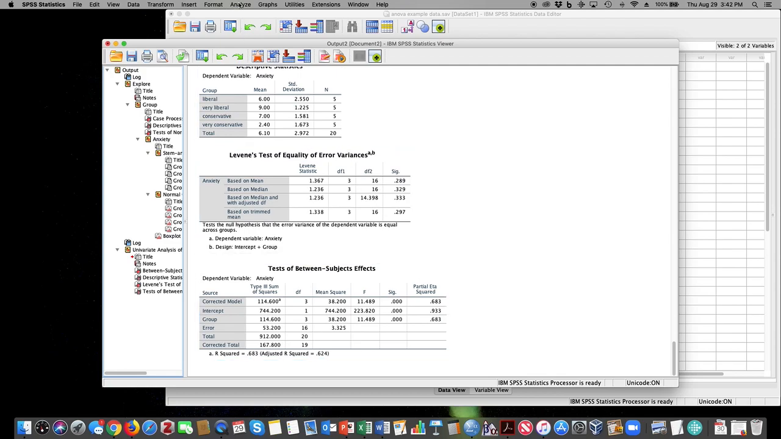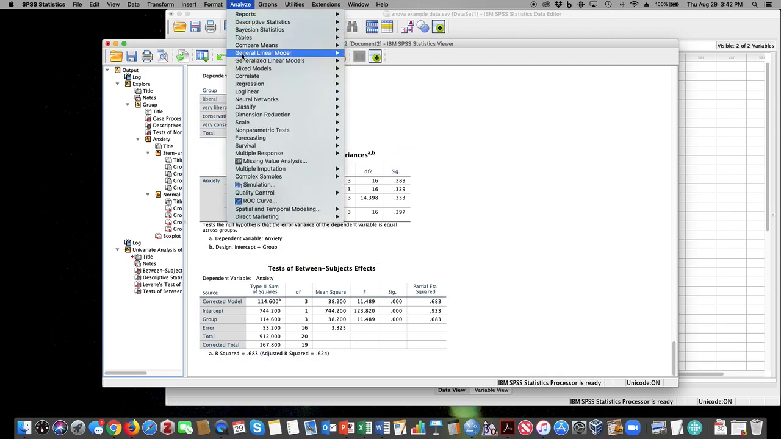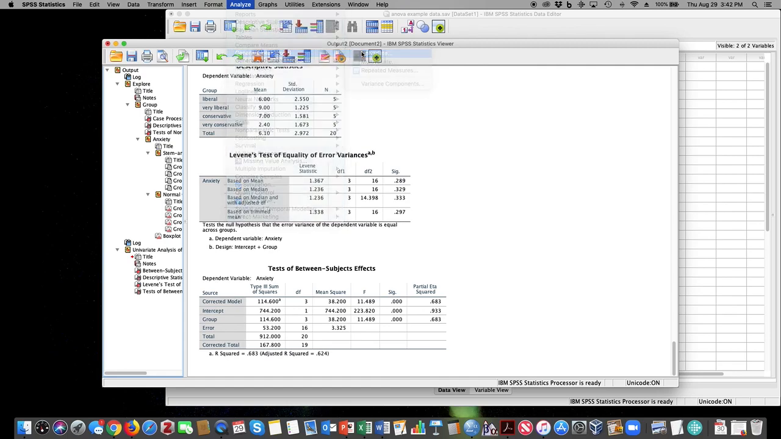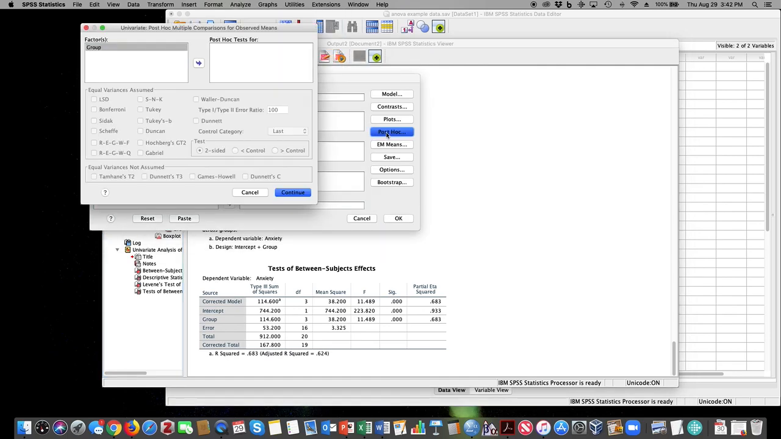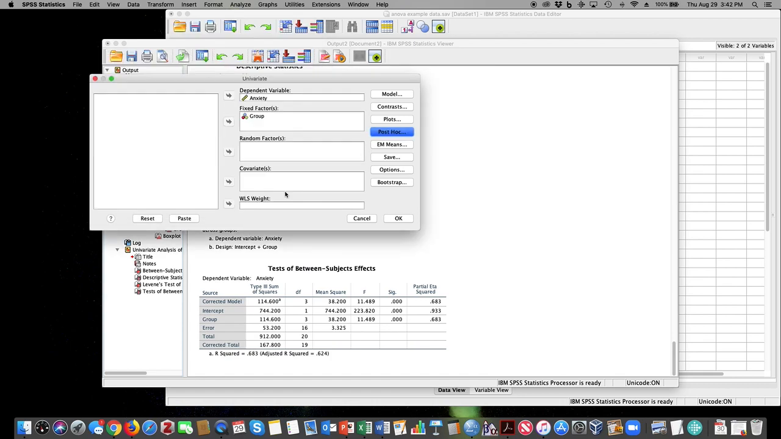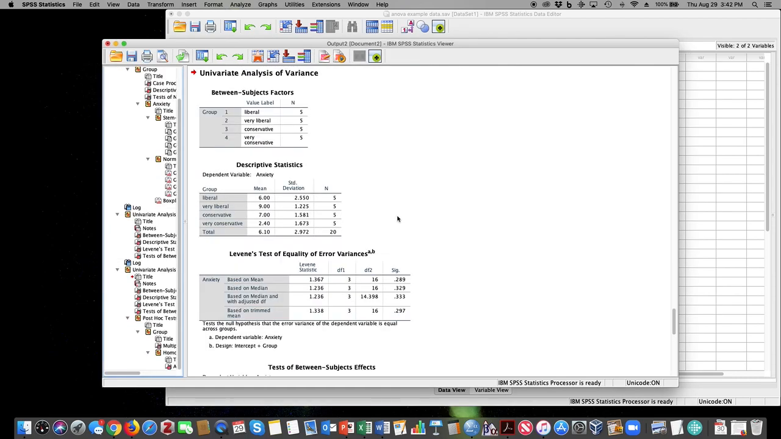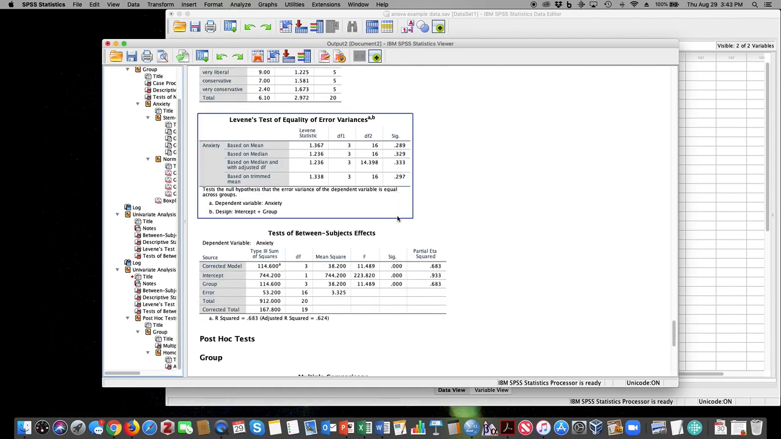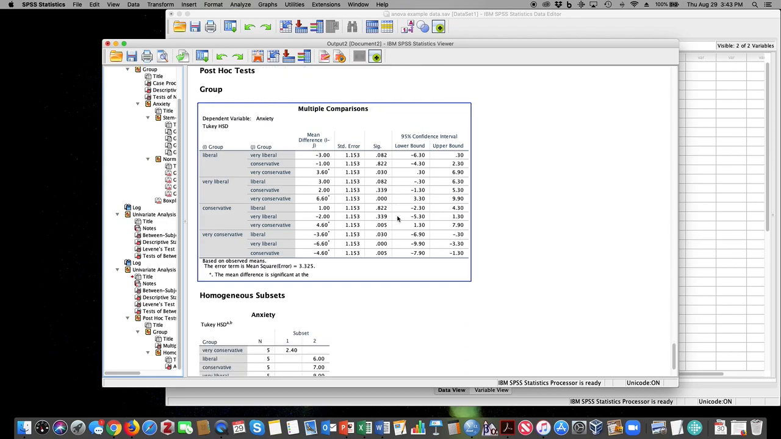And so we're going to run our ANOVA again. But this time, we're going to ask for a post hoc test because we have significant differences. So I move my grouping variable over here, and I click on the Tukey post hoc test, I hit continue, and OK. And it reruns my analysis, but then it gives me these multiple comparisons.